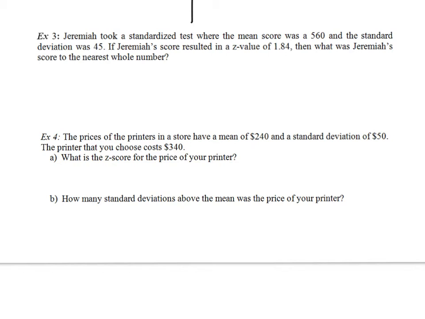So notice that this time in our calculation, I've got my formula z is equal to the score minus the mean divided by the standard deviation. We are given that the mean score was equal to 560, and we know that his standard deviation for this test was 45. And we also know that his z-score was equal to 1.84. So if we substitute those values in, that's going to allow us to solve for the x in my formula.